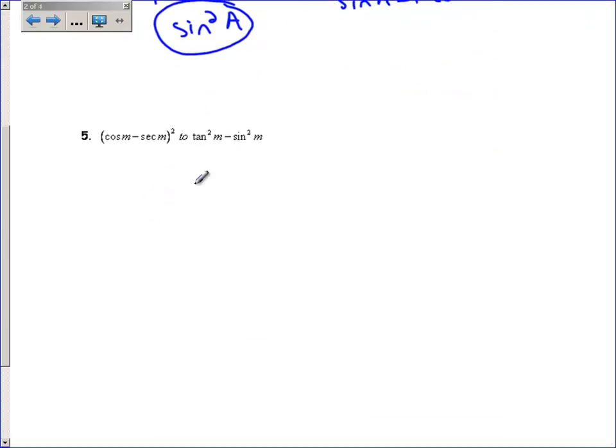Let's do another one. We need to transform this side to that side. And here I've got, again, algebra to do. So I'm going to square this. And, of course, we all know that this isn't just cosine squared minus secant squared. We have to FOIL this out. This means cosine m minus secant m times cosine m minus secant m.